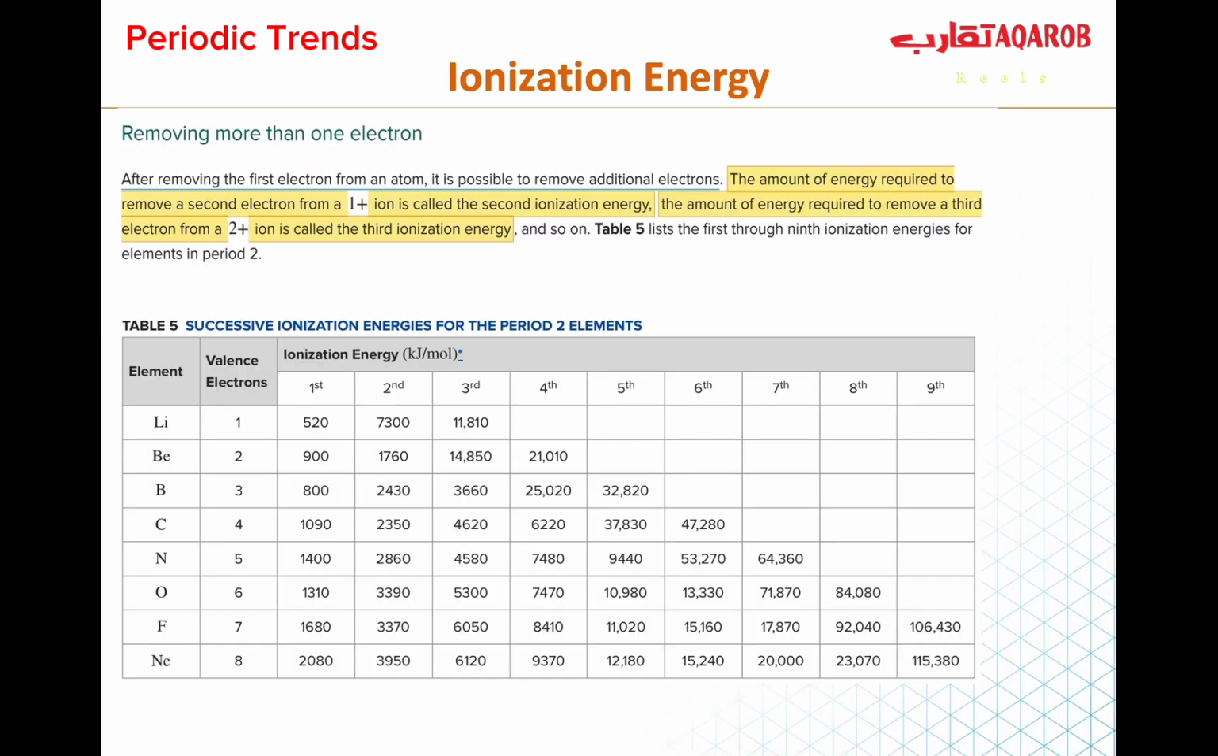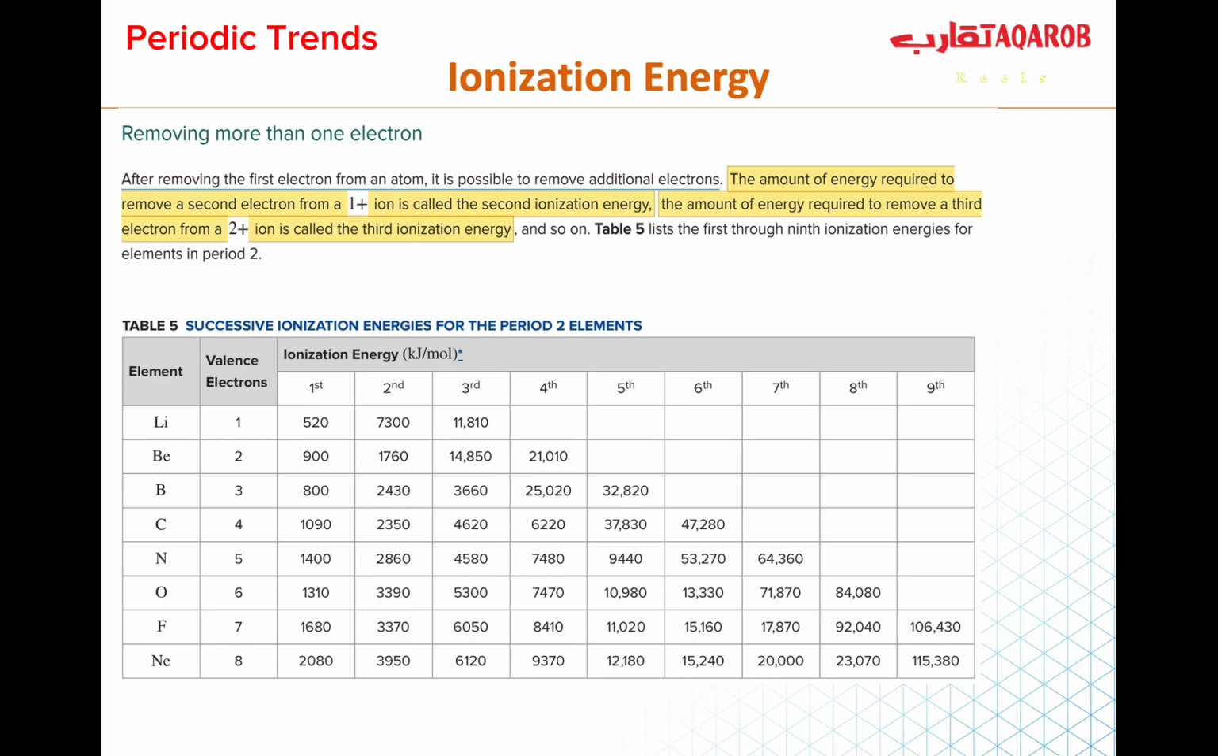Removing more than one electron. After removing the first electron from an atom, it is possible to remove additional electrons. So if you remove the first electron from the atom, it is possible to remove what?